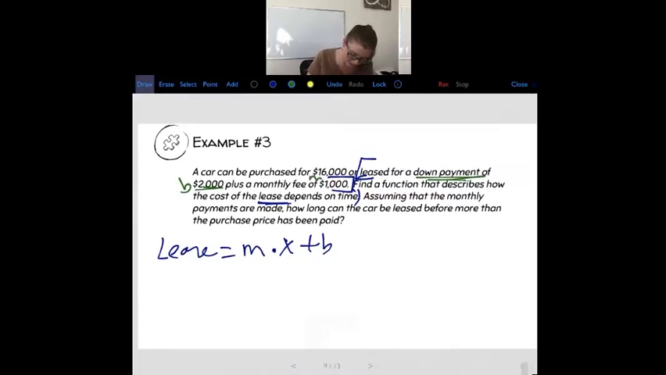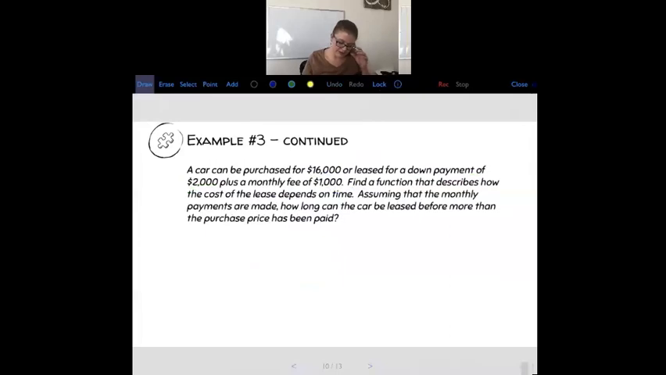Okay, so our lease would be equal to $1,000x, positive because you're paying more and more each month, plus 2,000. So this is our function that describes the cost of the lease as it depends on time. If you lease the car for 1 month, x would be 1 and you'd pay $3,000, and so on and so forth. For the next part of the question, let me rewrite the equation.